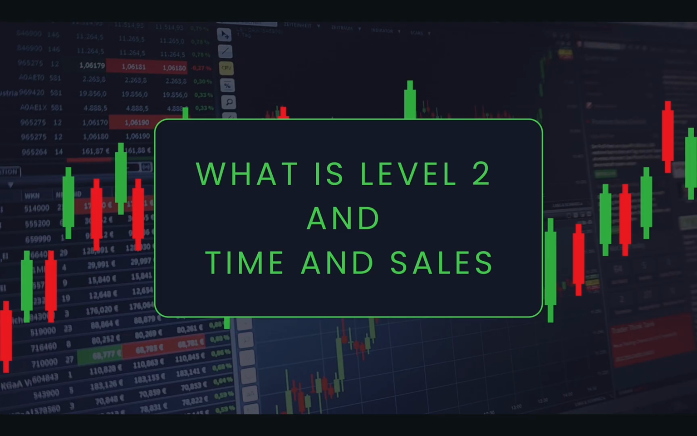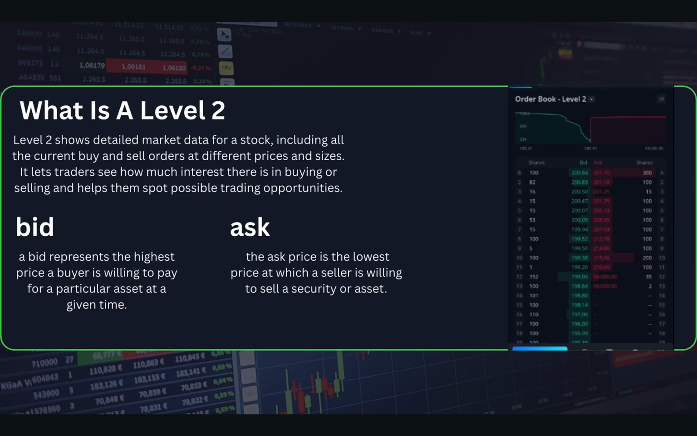Now if you're curious or confused on why level 2 and not level 1, level 2 isn't really a level. It's something that helps you in the market. Level 2 and time and sales are very important. I'm going to show you why you need those and how it works. So let's get on. Okay, first we're going to start with level 2.